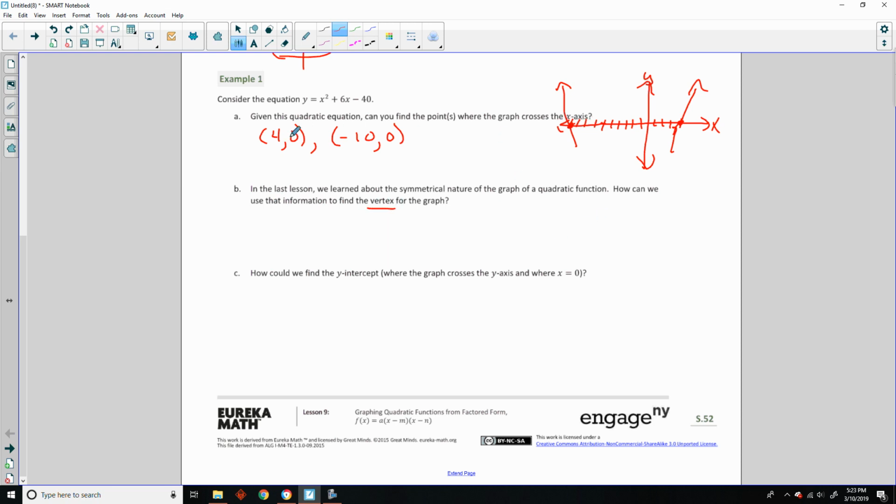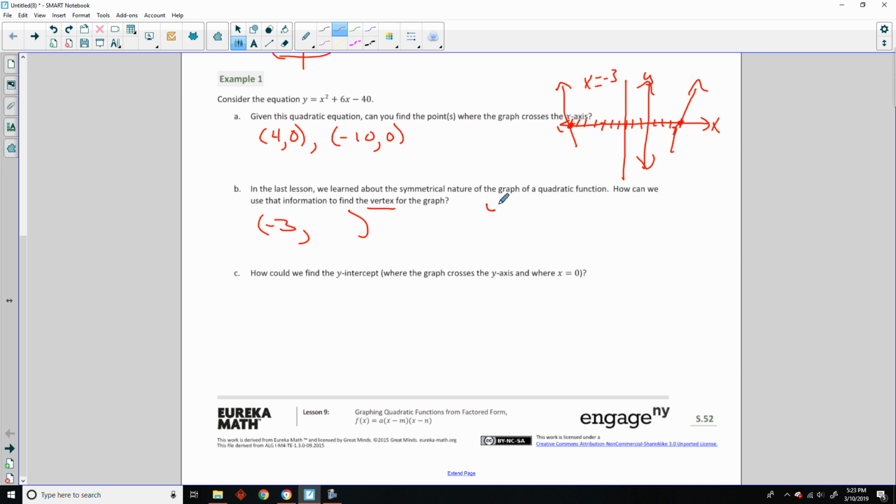So somewhere around here, and it's asking, how can we use that information to find the vertex? Well, remember, the vertex is halfway, since it's symmetric, halfway in between 4 and negative 10. And the distance from negative 10 to 4 is 14. So if I just count over 7, 1, 2, 3, 4, 5, 6, 7, my axis of symmetry would be x equals negative 3. So the vertex is negative 3, comma something. And that something you find by plugging in the x.